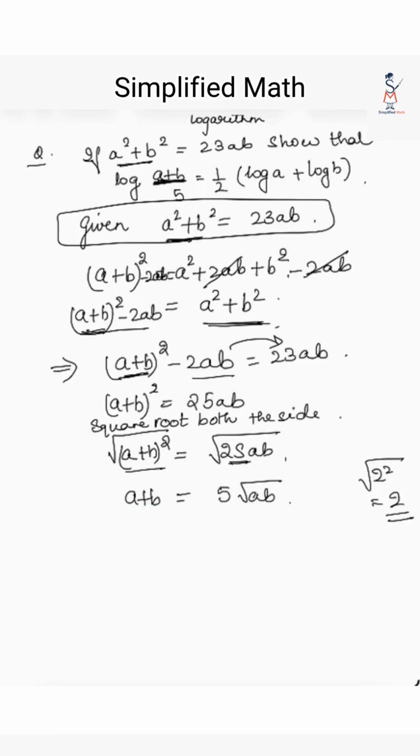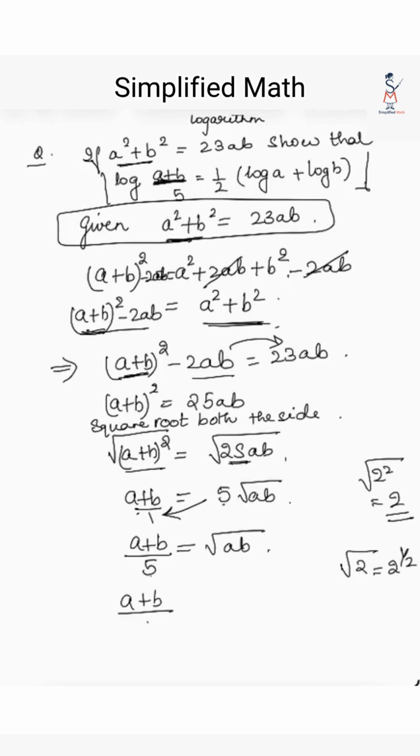Now what I can see here, what I want, we have to keep an eye on that. I want a plus b by 5. So let us bring this 5 down here. So this will be a plus b by 5. 5 comes at the bottom, divided by 5 is root ab, right? Now root ab, anything under root means its power is half. So I can write it as a plus b by 5 is equal to ab to the power half, right?